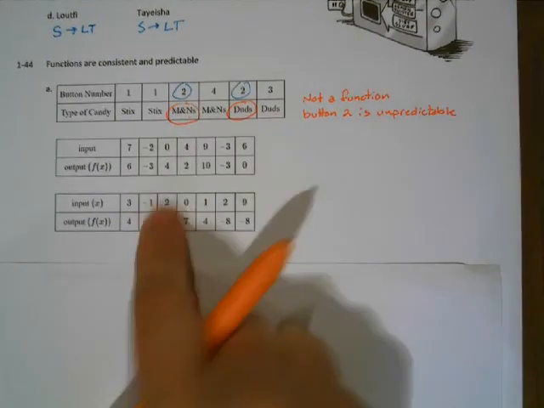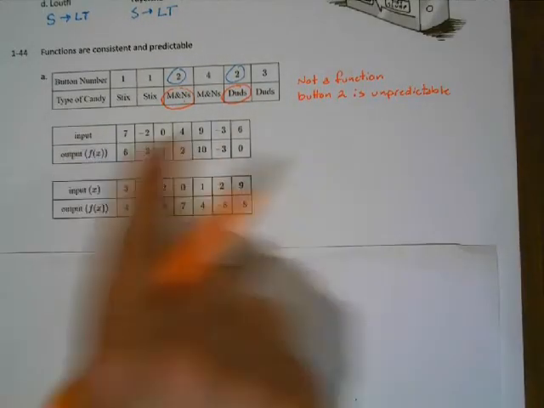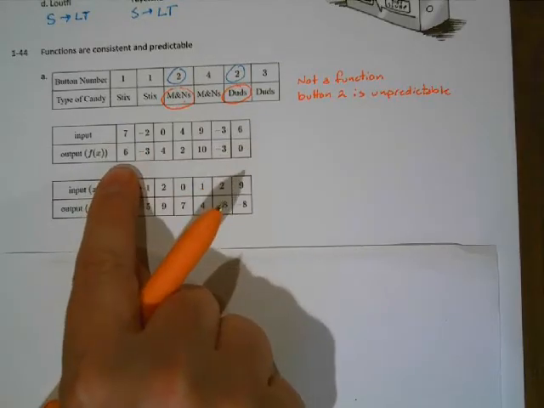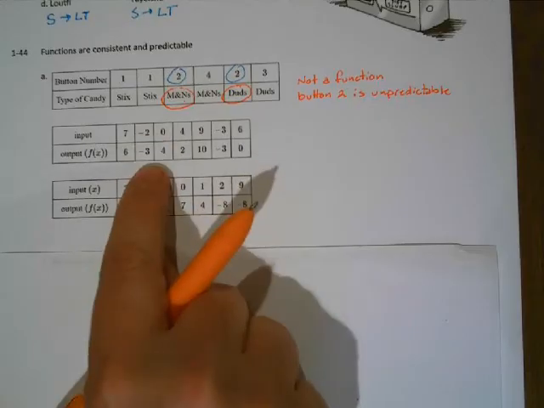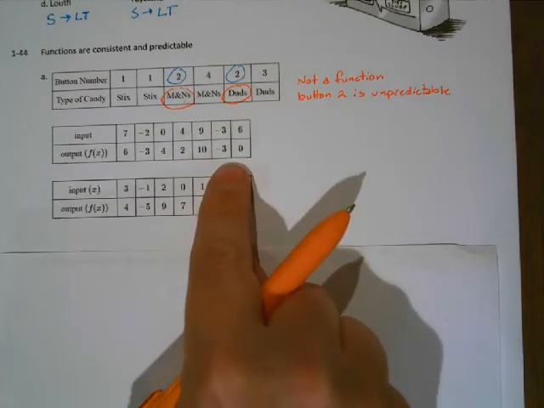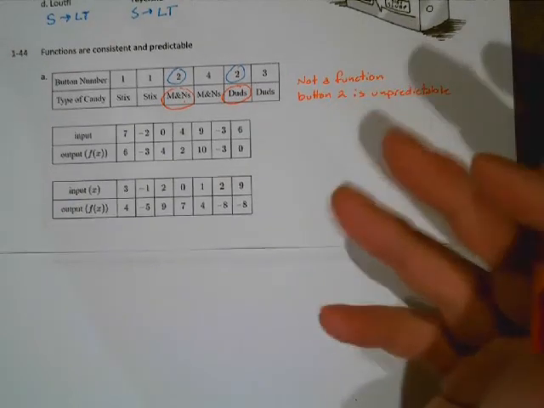All right, next one. Now we're getting away from buttons and just doing inputs and outputs. So let's say these are our inputs. 7 goes into the function and we get 6. -2 goes in the function, get -3. 0, 4, 4, 2, 9, 10, -3, -3, 6, 0. So is this a function? Is this relationship a function?